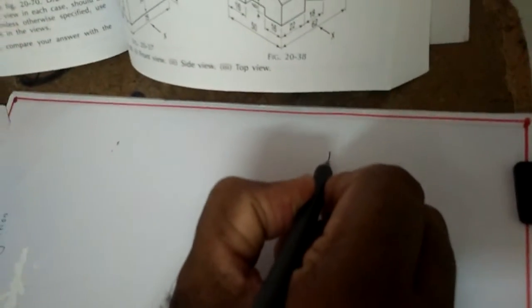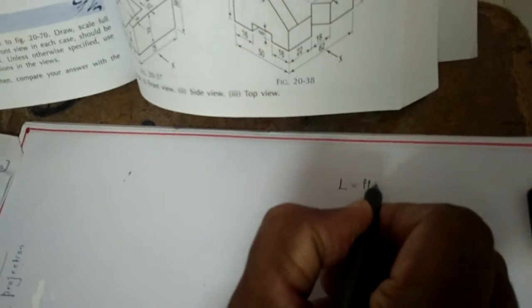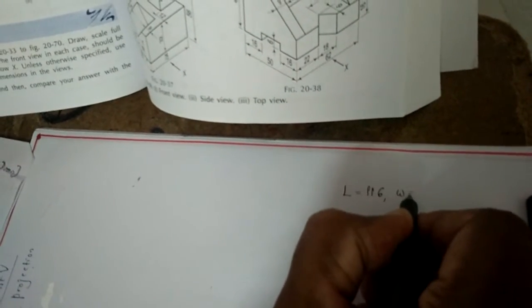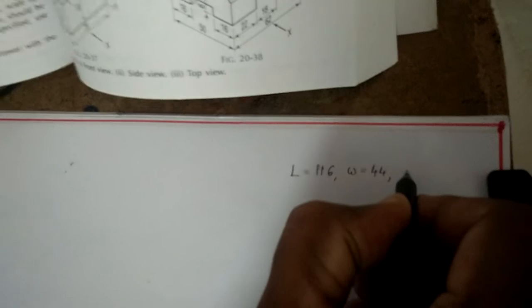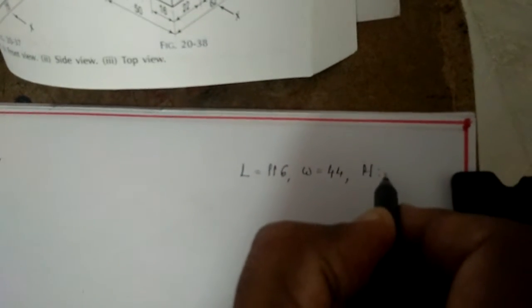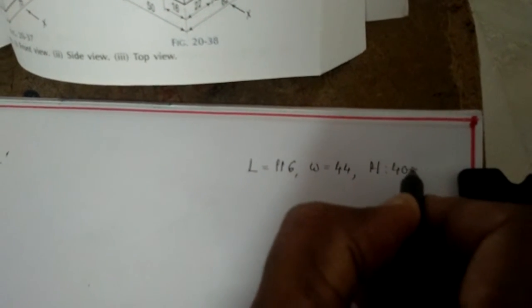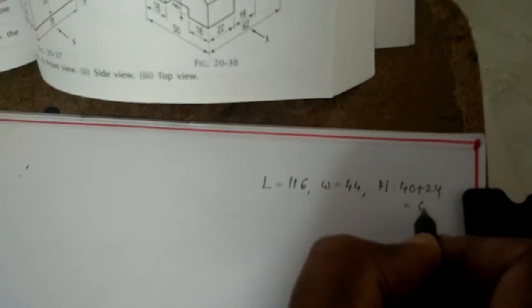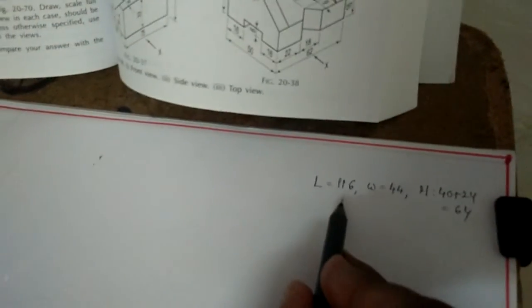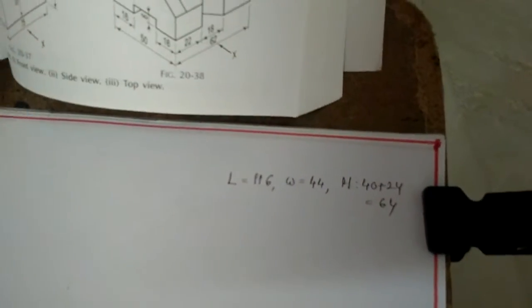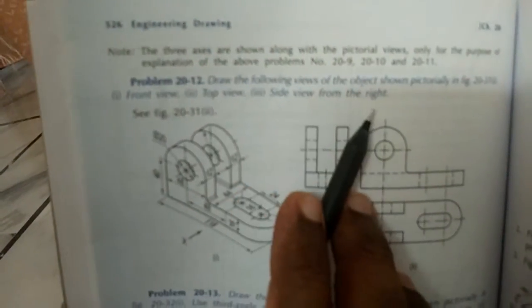First you want to take the dimensions here. So here length is 116, width is 44, height is 40 plus 24, nothing but 64. So the dimensions, first you want to capture from the figure. Our idea here is the first angle projection method. So front view, top view, side view from the right.